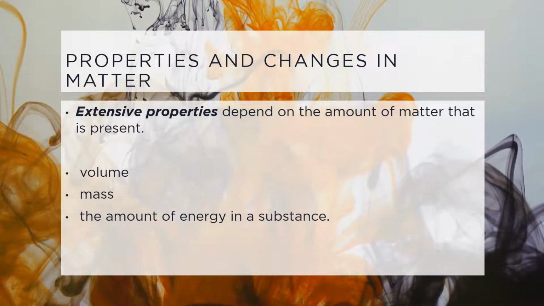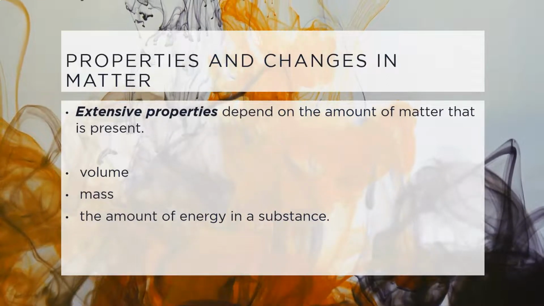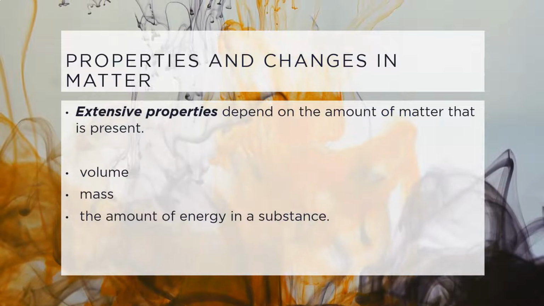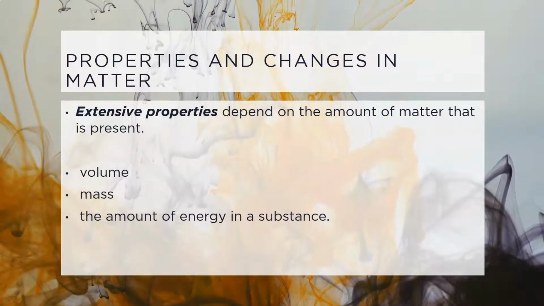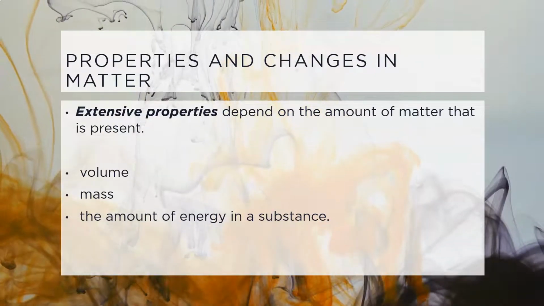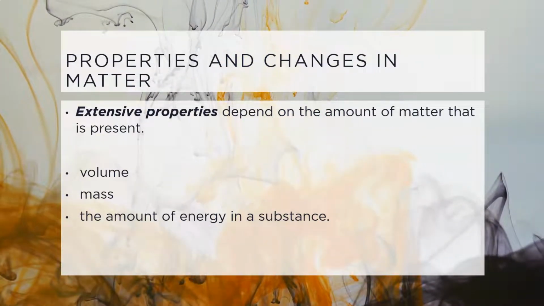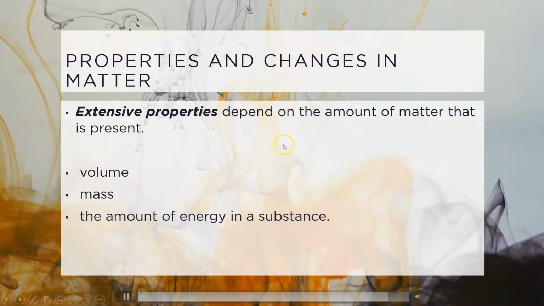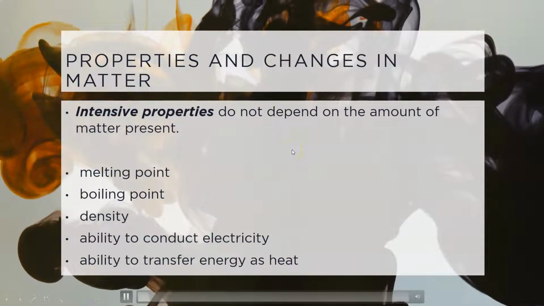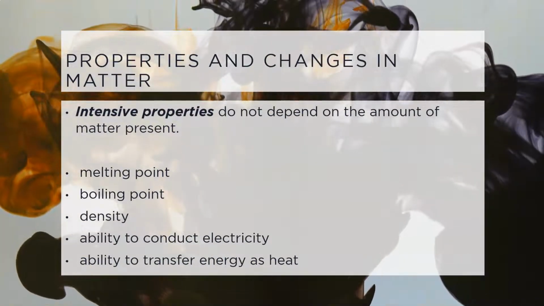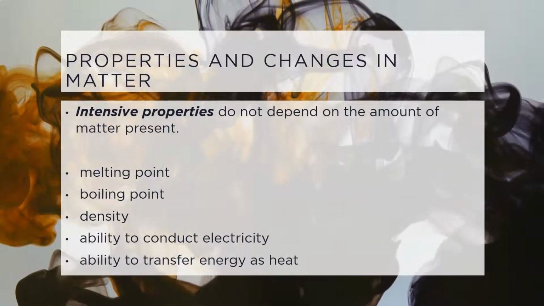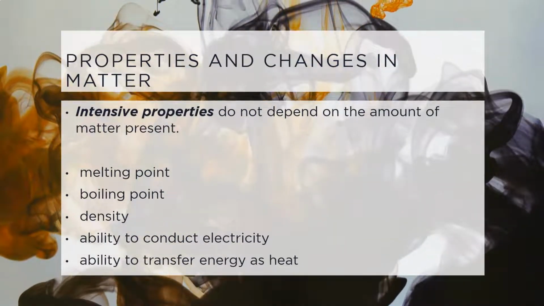Also, the amount of energy in a substance. If you're burning wood, there's some energy component to that, or gasoline in your car. If you have more of it, it's going to store more energy. So that depends on how much you have. It's very important that you have enough gas to get from point A to point B. So again, these are all extensive properties, meaning the amount is important. On the other hand, intensive properties, the amount is not as important. These are all properties that are inherent to the substance.